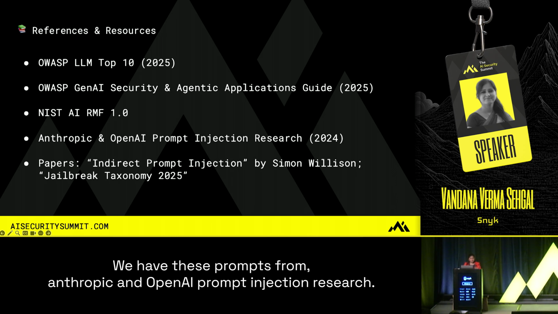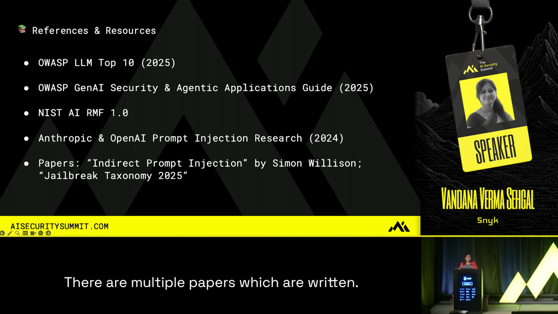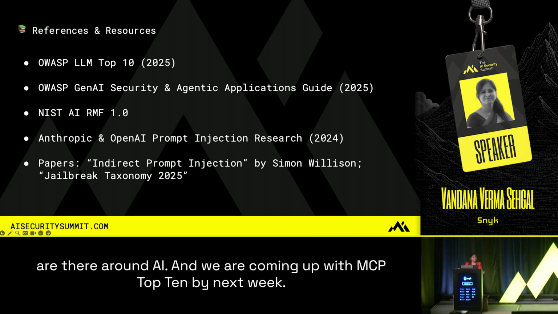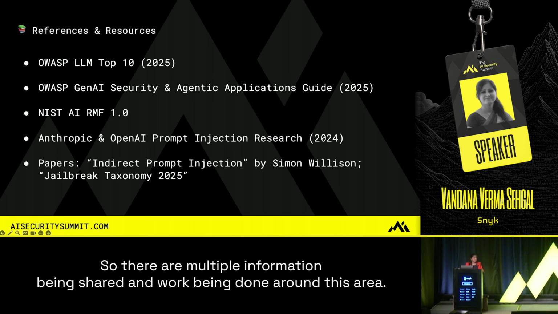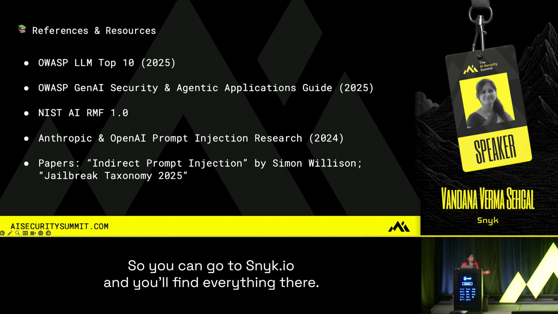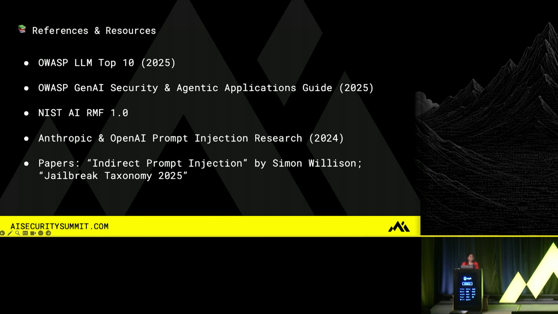We have prompts from Anthropic and OpenAI prompt injection research. There are multiple papers which are written. You can check the IEEE papers. There are beautiful papers written. Even if you go to Snyk.io, Snyk has written beautiful blogs, beautiful information. Reports are there around AI. And we are coming up with the MCP Top 10 by next week. So there is multiple information being shared and work being done around this area. So you can go to Snyk.io and you'll find everything there.